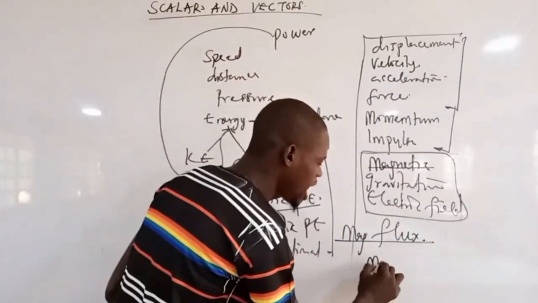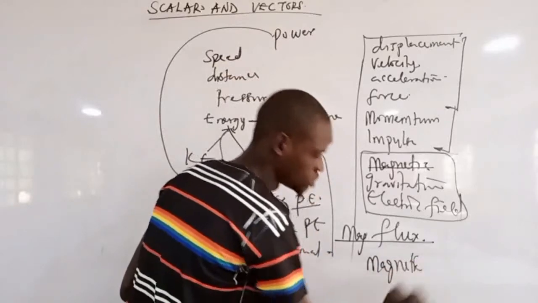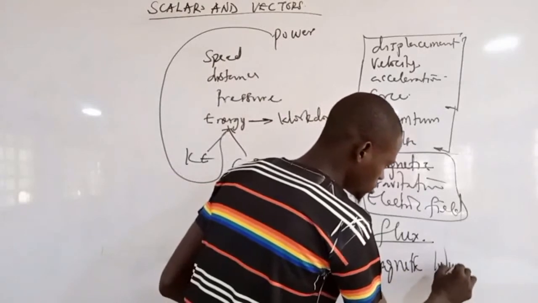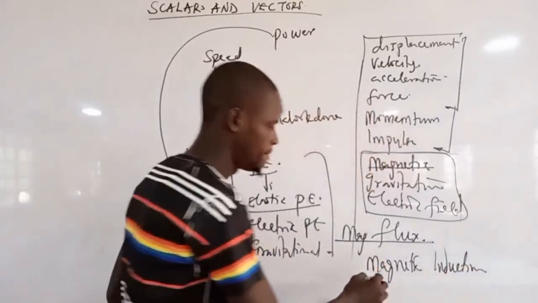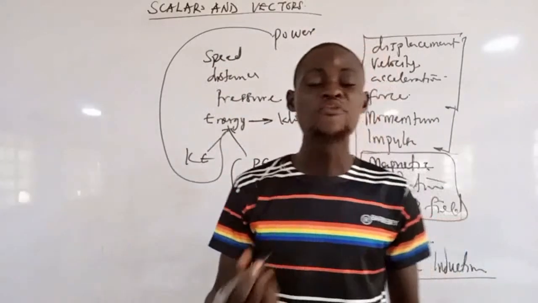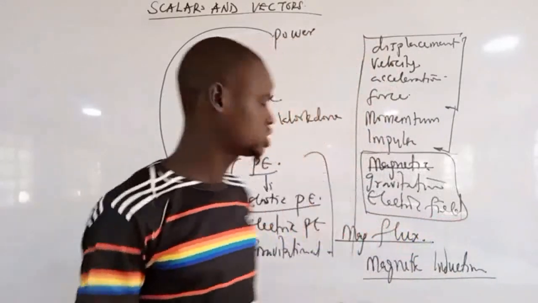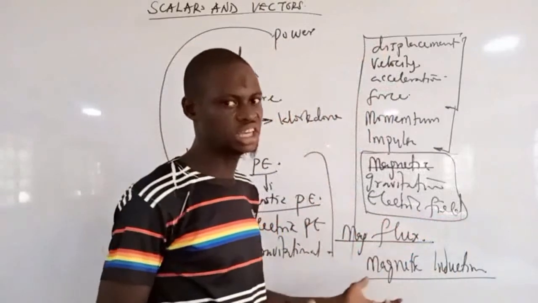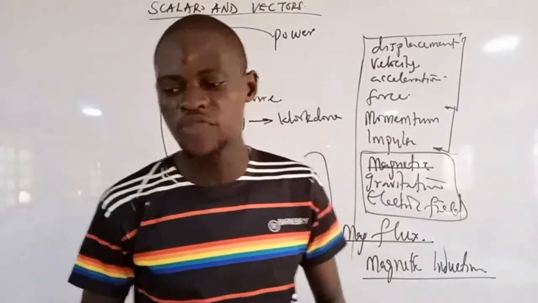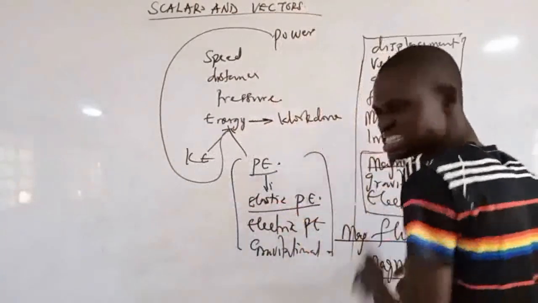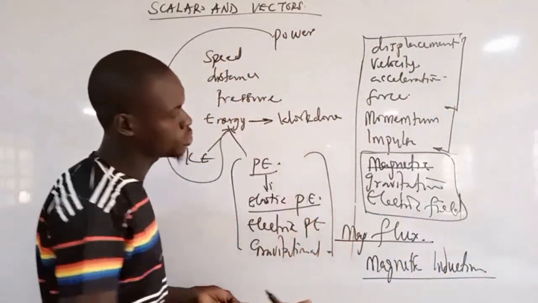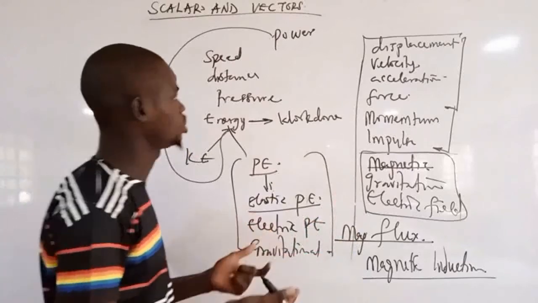Also, we can have magnetic induction. Magnetic induction is also a vector quantity. This question has been asked some years back in JAM. They gave them the option. So whenever they have to ask a question on scalar and vector, they major on these examples. Now, other examples, I think I've given you most of the examples that are vectors.